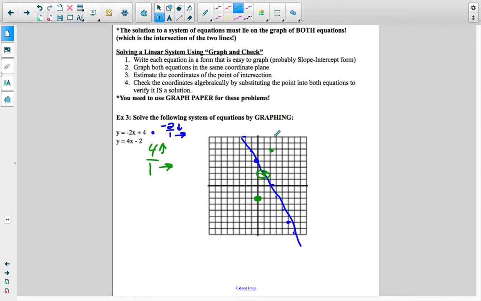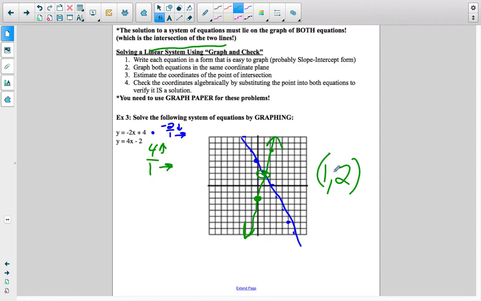I'm going to keep on drawing the line, but the solution to this system of equations is where the intersection is. So it's at the point (1, 2). And like we did, if this is a test or there's $50 on the line here, we just want to make sure that it's right.